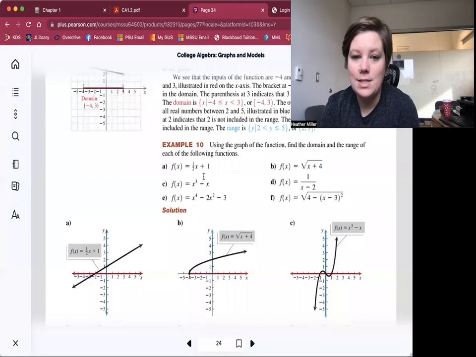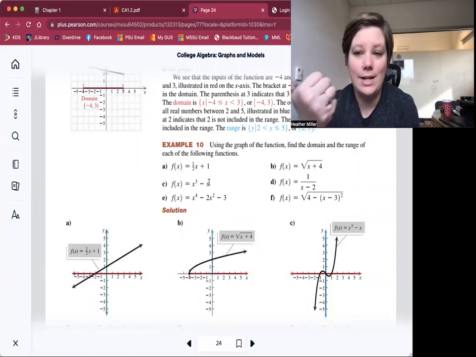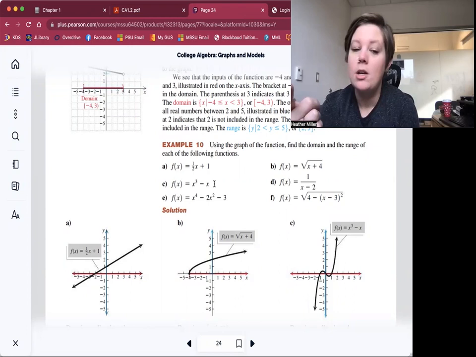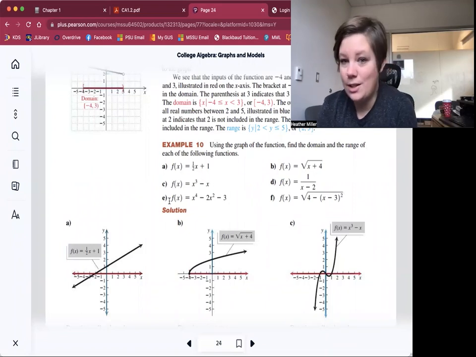If we look back at C, which is drawn here on the right, C is x to the third minus x. So is there an x in a denominator? No. Is there an x under an even root? No. So then your domain is negative infinity to positive infinity, and your range is negative infinity to positive infinity. So that doesn't change anything on that one. The same thing is true. We can kind of skip ahead.